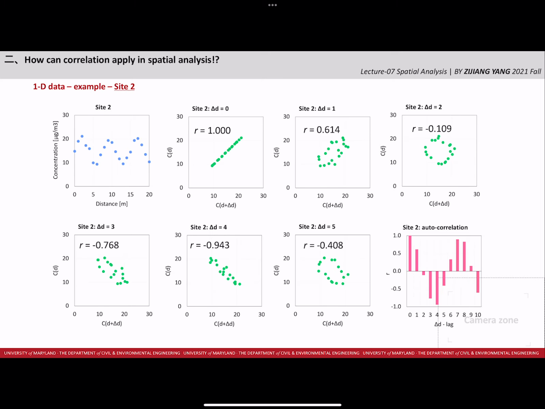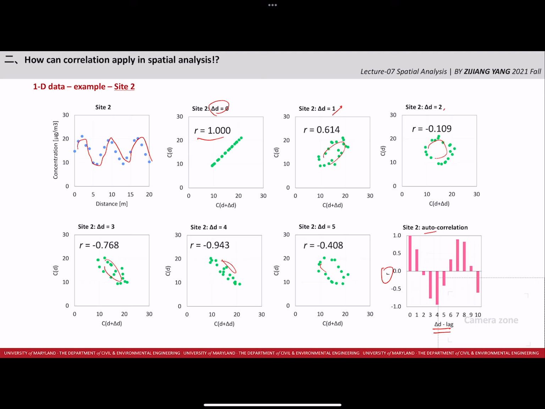And then what does it look like for site 2? We can see that intuitively site 2 is oscillating, or has a periodic change. Again, when d equals 1, r is 1. But as d increases, the shape is like a circle, and then another circle. It has some pattern, so we can plot the autocorrelations R versus delta D.